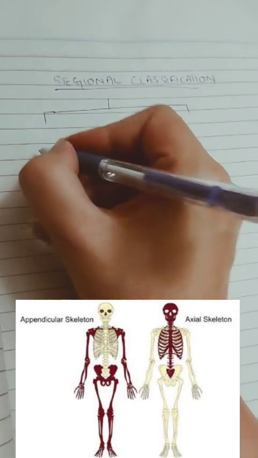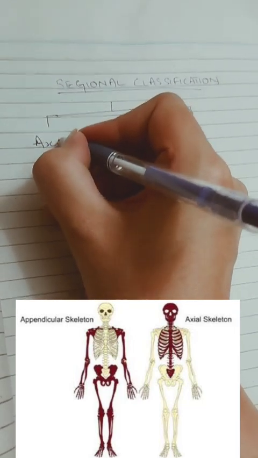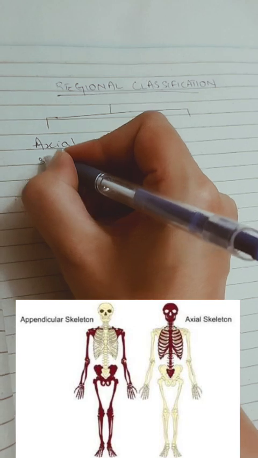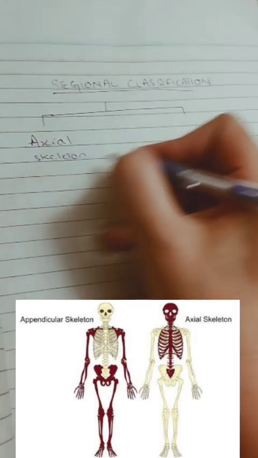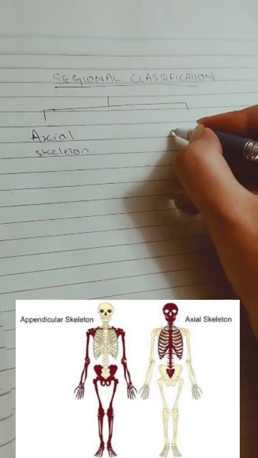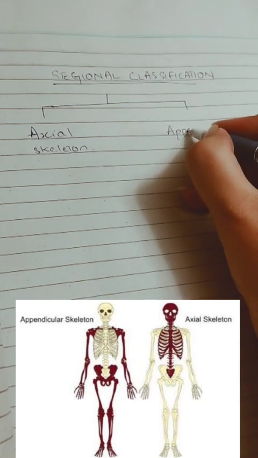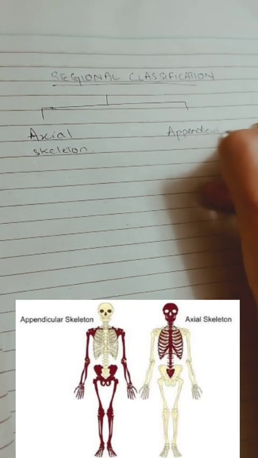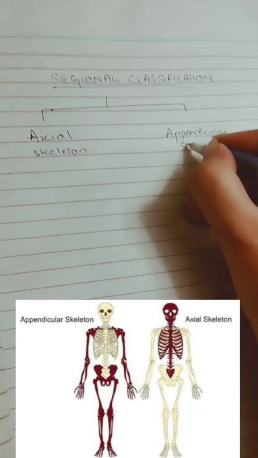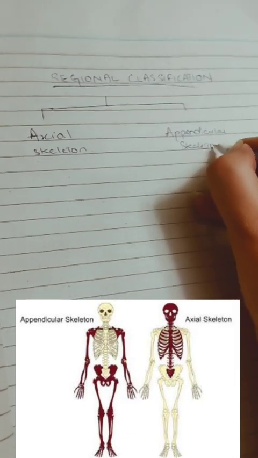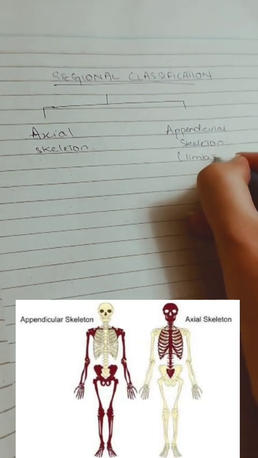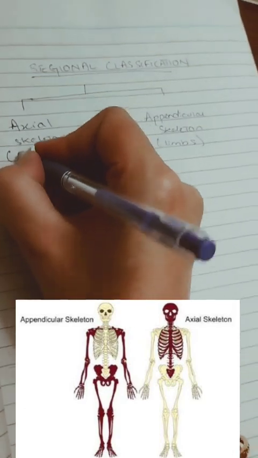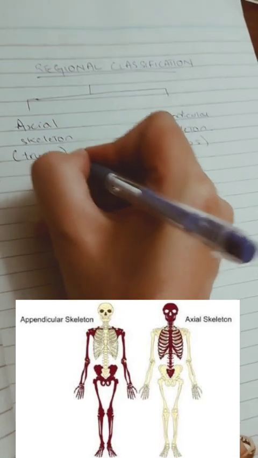into two categories. Number one is the axial skeleton, which is present along the axis of the body, and the other one is the appendicular skeleton, which is connected to the appendages or the limbs of the body. So this is basically the limbs, and the axial skeleton involves the bones of the trunk.